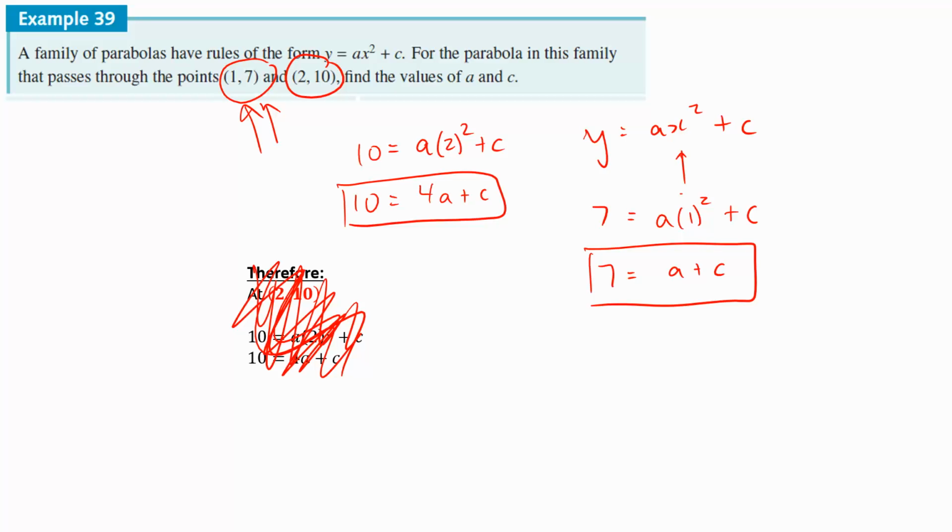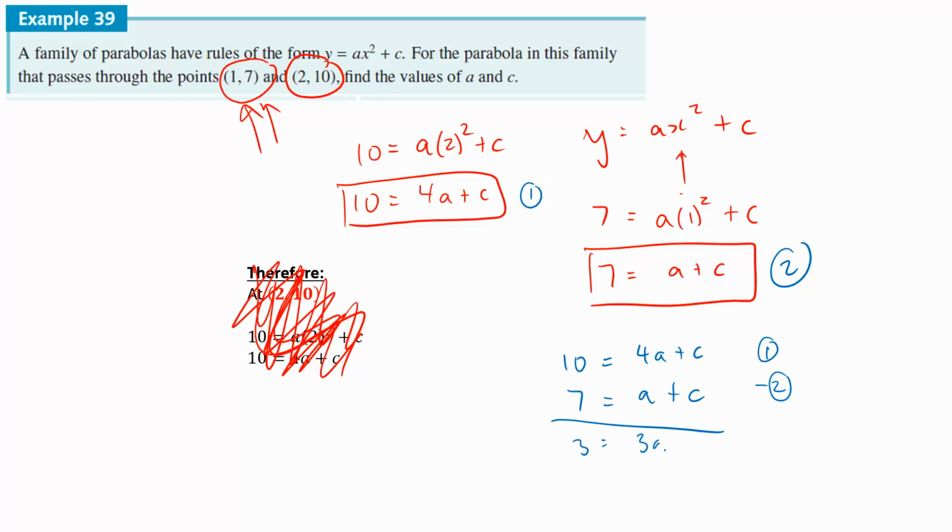So if I were to do this, I'd say, let's call this equation 1 and equation 2. I have 10 equals 4a plus c, and I got 7 equals a plus c. Now what you can see is if I took equation 1, take away equation 2, that becomes 3a, and that becomes 0. So I'm doing elimination method. c minus c is 0. 4a take away a is 3a. 10 take away 7 is 3. So what does that tell me? That just tells me 3 equals 3a, and therefore a has to equal 1.